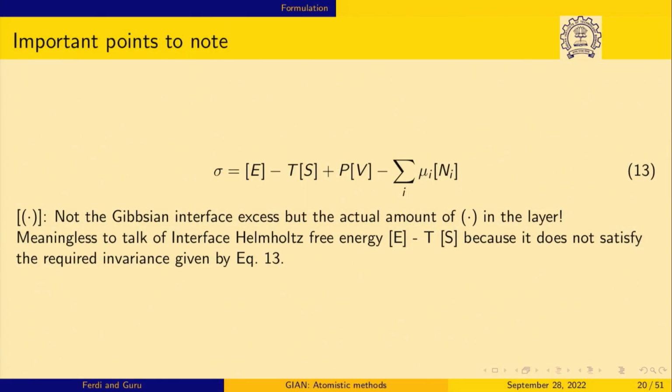So, that is what I said, it is not the Gibbsian interface excess, and this expression also tells that it is E minus Ts plus Pv, that form has to be there. So, you cannot really define excess Helmholtz free energy or anything like that. The interfacial free energy, to be a free energy, has to obey this, which means only in Gibbsian free energy terms can you talk about the interface excess.